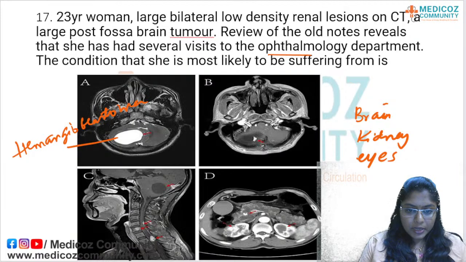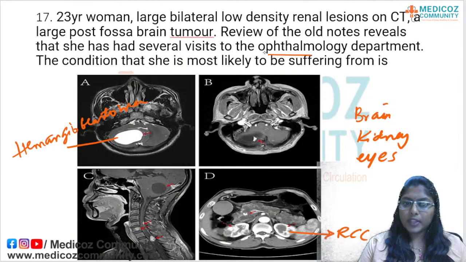And we are able to see multiple renal lesions, which are most likely RCC. Also, the patient has ophthalmology, she has several visits to the ophthal department. That means there is a chance of retinal angiomatosis. All of these conditions are in favor of Von Hippel-Lindau syndrome.